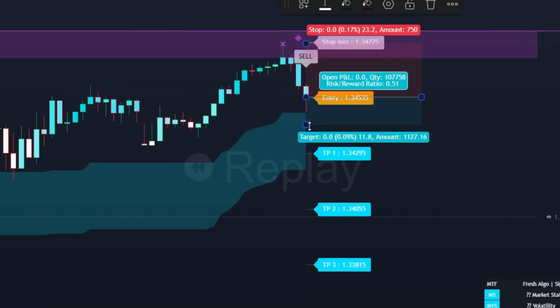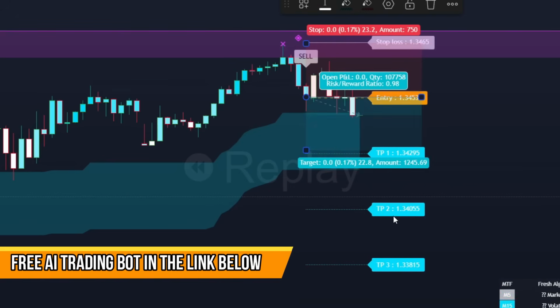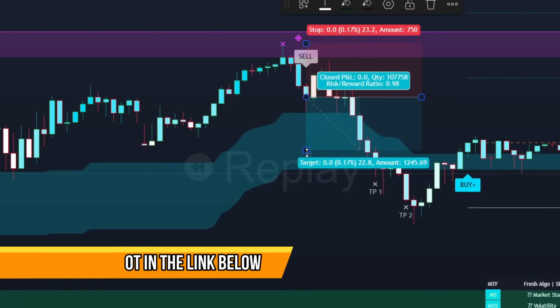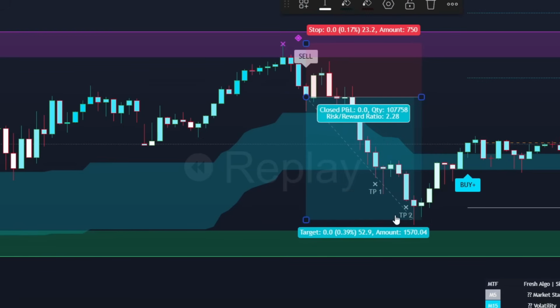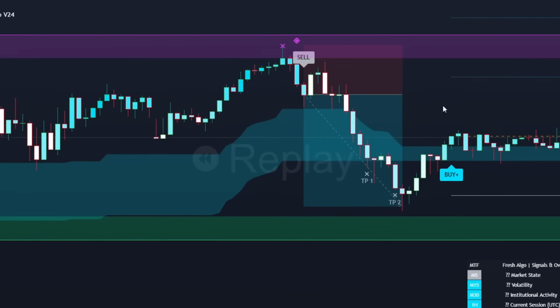This approach is mechanical. The power channel tells you where big money levels are. The RSI divergence tool tells you when momentum is shifting, and Fresh Algo gives you the actual trade plan. Put them together and you cut down impulsive trades and act only when conditions are stacked in your favor.